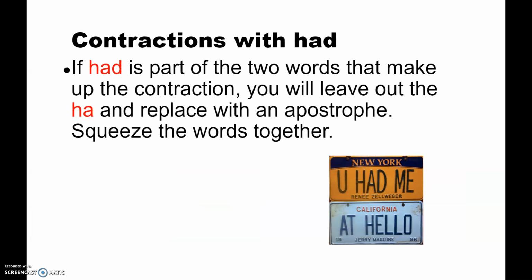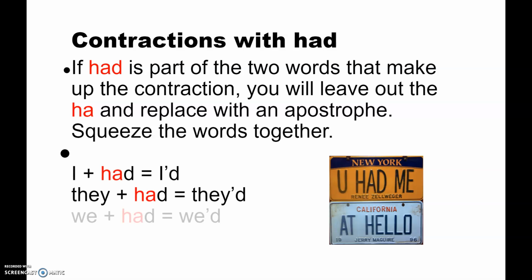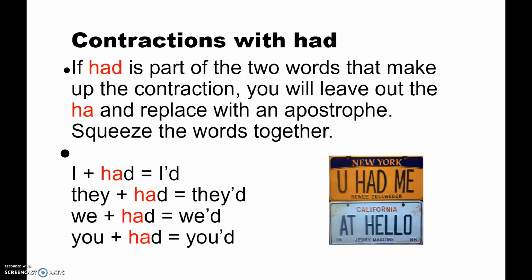Had. If had is part of the contraction, then we leave out the H and A. I'd, they'd, we'd, you'd. Okay, but it's important to remember, this apostrophe D doesn't only stand for had, it can also stand for would. So you need to be careful not to mix up your hads and your woulds when you're trying to understand what the contraction means.